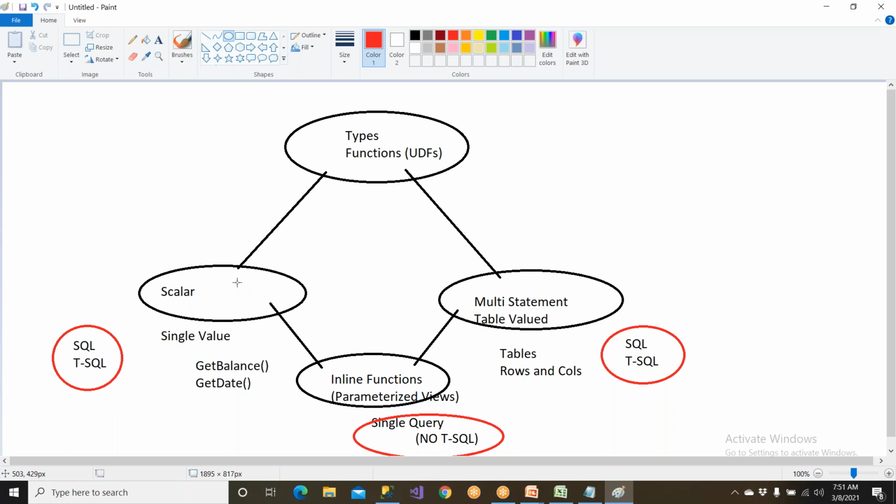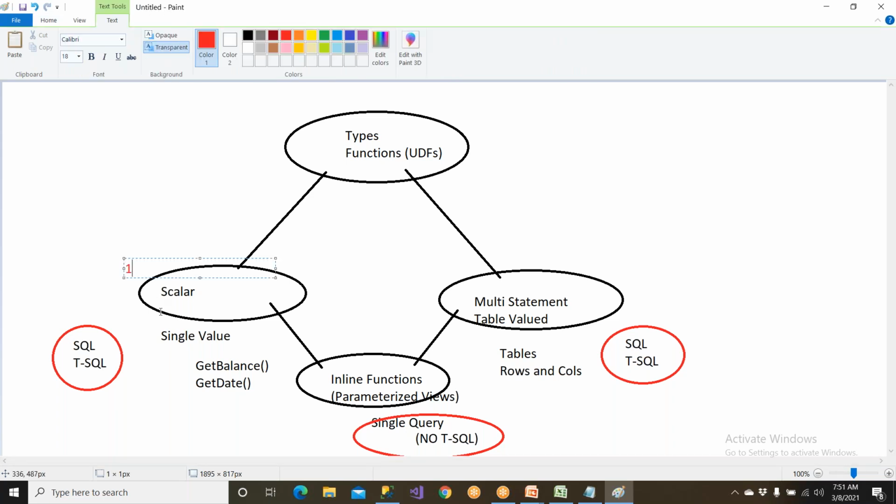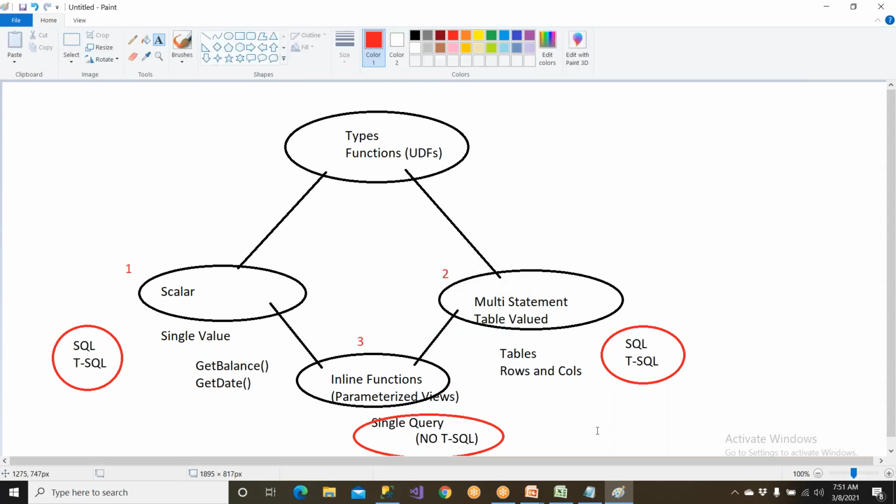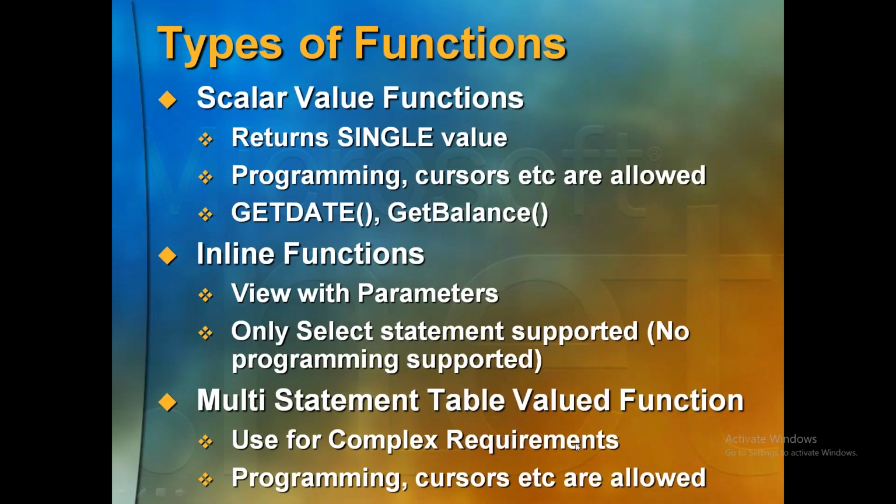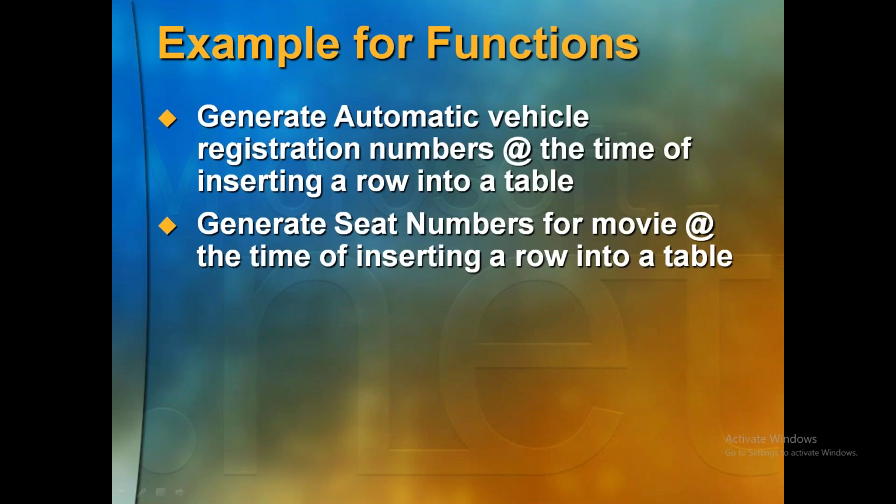So this is what you need to understand. In total, there are three functions. One is called scalar, the second one is called multi-statement table valued, and the third one is called inline functions. Clear?